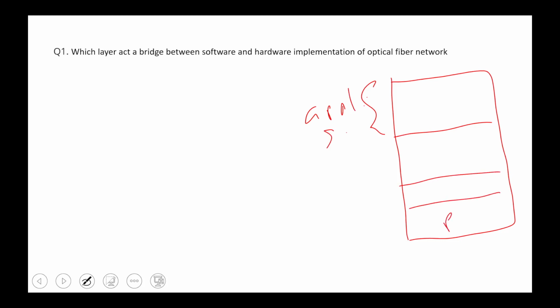Yes, the data link layer. So what is the data link layer? Can you explain what happens in the physical layer, data link layer or network layer? Anyone can explain what you mean by physical layer, data link layer, software layer, application layer?